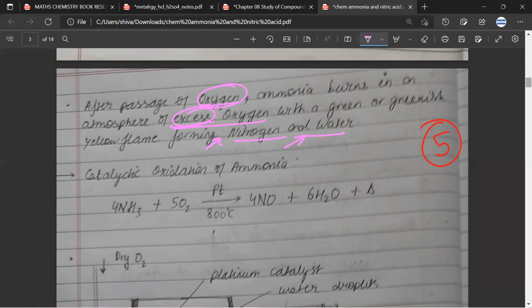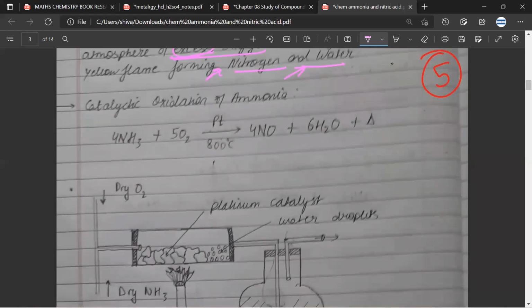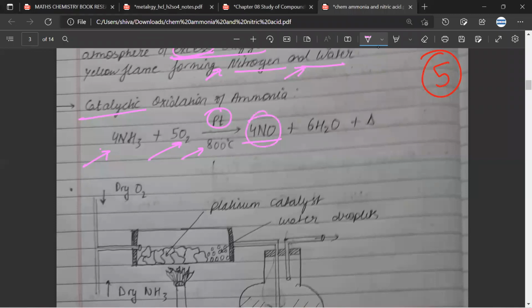Now let's move on to the catalytic oxidation of ammonia. Whenever you hear the word catalytic, you know that in the reaction there is a use of a catalyst. In this case, the catalyst is platinum. This is ammonia, this is oxygen. They are combined with the help of the catalyst platinum at a temperature of around 800 degrees Celsius, and it produces nitrogen monoxide plus 6H2O plus triangle. Now triangle means heat, and thereby the reaction is exothermic. This is not exactly water, this is steam.